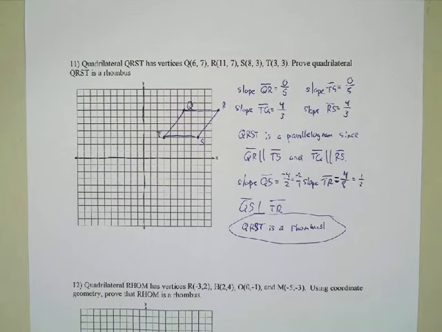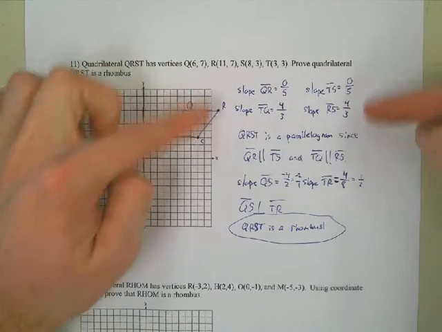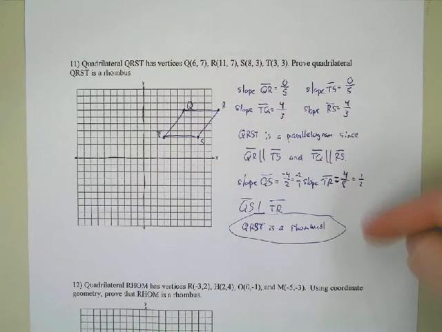Okay, so can I get away with just saying that? Do I need to do this top part here, or can I just go ahead and say that? Can I just do the diagonals and say that QRST is a rhombus based off that? Do I need to say that it's a parallelogram first? Patrick, what do you say?